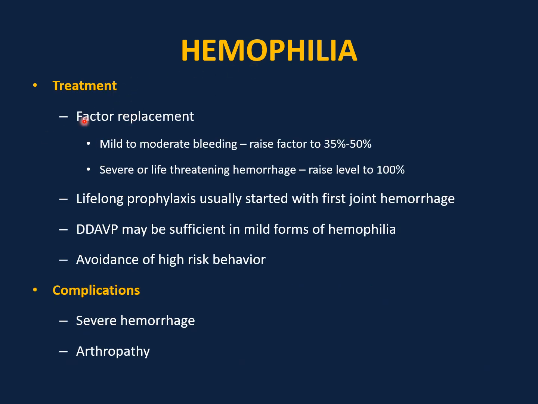Treatment of hemophilia: factor replacement. For mild to moderate bleeding, raise the factor to 35 to 50%. For severe or life-threatening hemorrhage, raise the level to 100%, by giving factor 8. Lifelong prophylaxis is usually started with the first joint hemorrhage. DDAVP may be sufficient in the mild form of hemophilia. Avoidance of high-risk behavior like contact sports. Complications: severe hemorrhage and arthropathy. This is a major complication, arthropathy.